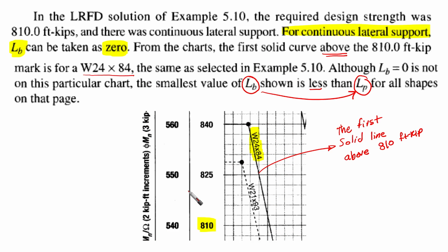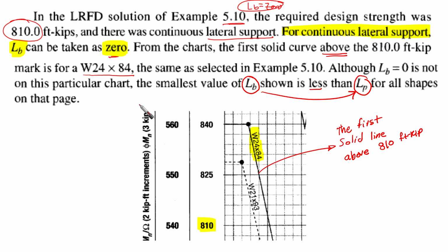And one of the examples, only to show the point of the dashed line and the solid line, is one that we have worked out before, Example 5.10. The required design strength was 810 foot-kips, and there was continuous lateral support. Continuous lateral support means that LB is equal to exactly 0. Okay, for continuous lateral support, LB can be taken as 0, as we said.